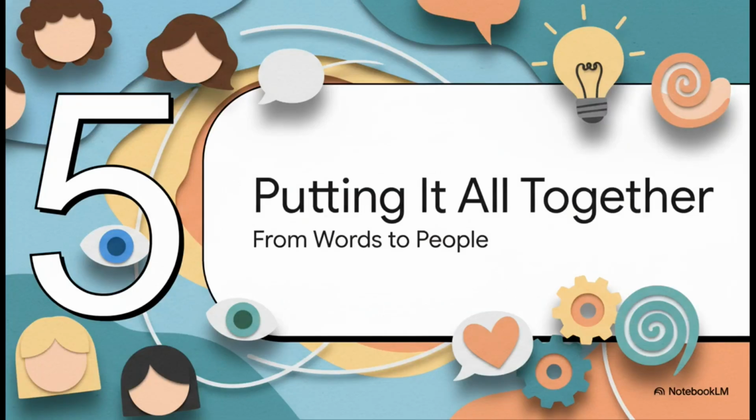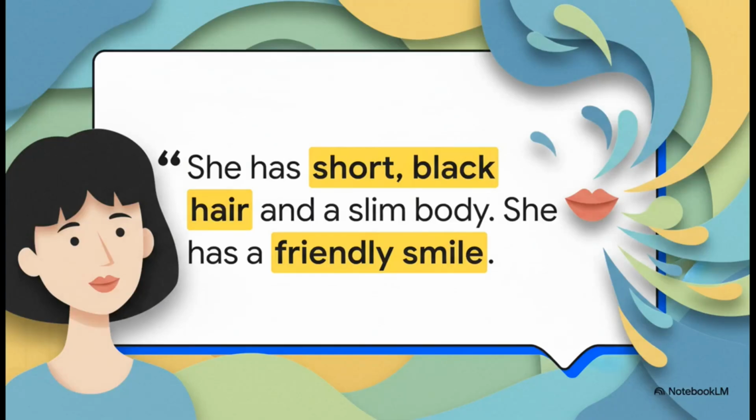Okay, it's time to put all of our new skills together. Let's see how we can weave appearance and personality into one full, rich description of a person. Let's take a look at this example. We start with the physical facts, short, black hair, and a slim body. But check out that last detail, a friendly smile. Now this is great because it's a physical feature that also tells us something really important about her warm personality.